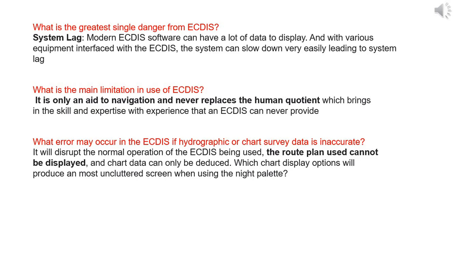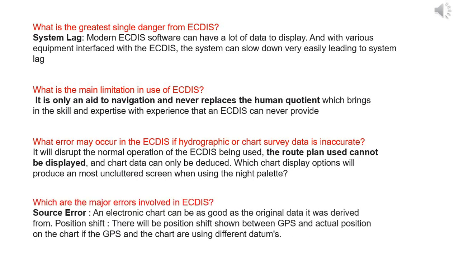Which chart display options will produce a most uncluttered screen when using the night palette? Which are the major errors involved in ECDIS? Source error: an electronic chart can be only as good as the original data it was derived from. Position shift: there will be a position shift shown between GPS and actual position on the chart if the GPS and the chart are using different datums.